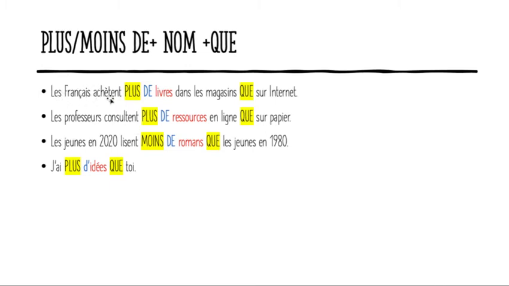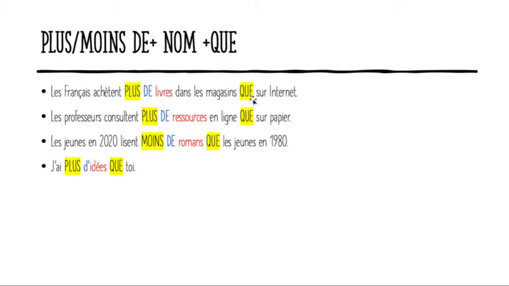Your subject followed by your verb, followed by what you're comparing, the intensity that you're comparing, plus or moins, followed by de right before the noun, and then the que right after. Because remember, it's: the French people buy more books in shops than on the internet. Okay, so it's the same thing in English.